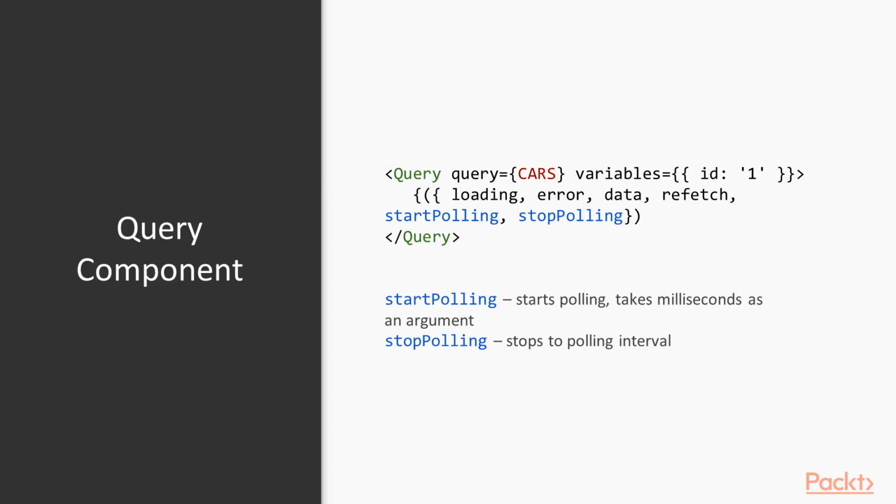From the prop function, we can also get 2 functions, startPolling and stopPolling. We can use them to control the polling interval. startPolling takes milliseconds as an argument, and stopPolling will stop the interval. And now let's see how we can implement the polling in our query.